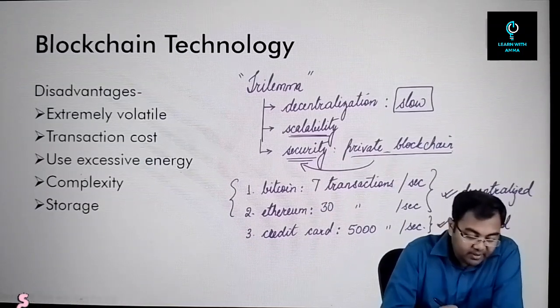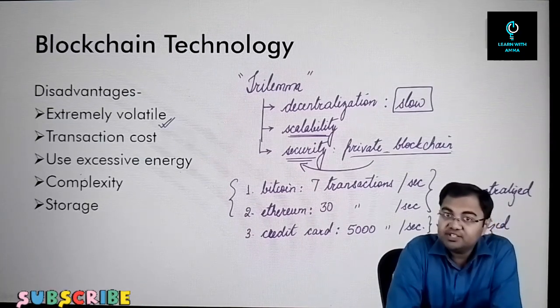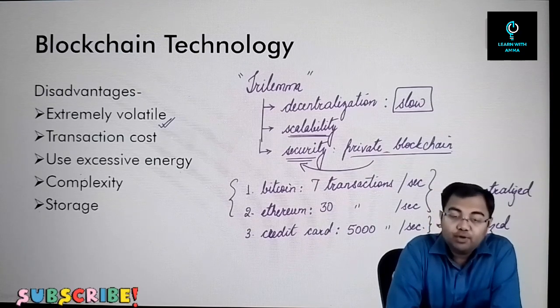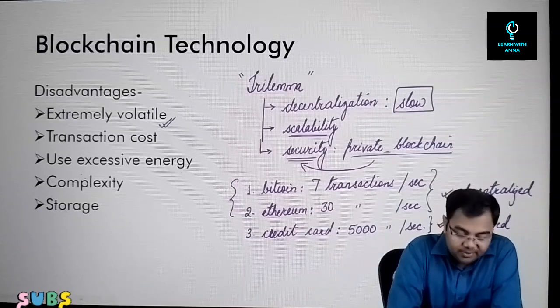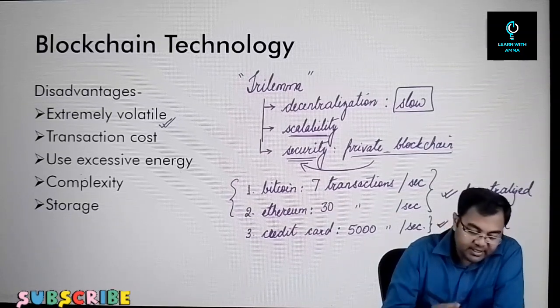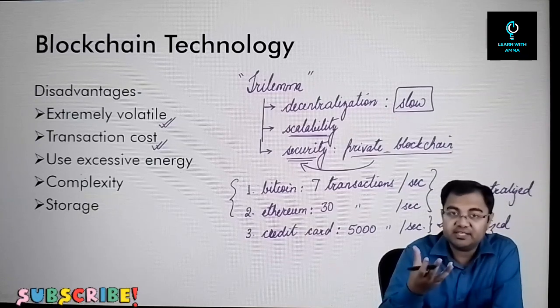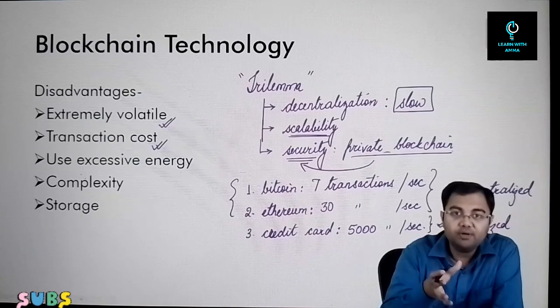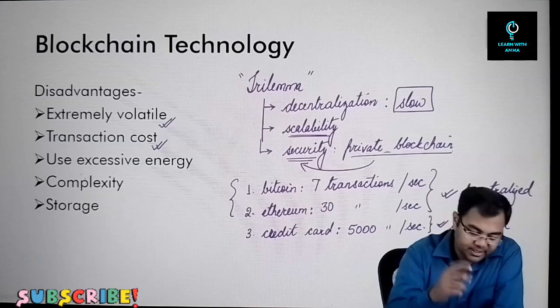So other disadvantages are that it is extremely volatile, that we see that the cost or the value of blockchains keeps on decreasing or increasing. So that's why it becomes very volatile. Then there is a transaction cost. As I told you, initially when you initiate the transaction, you also have to pay a small fee, and this small fee goes to whoever is able to mine or whoever is able to validate your transaction.